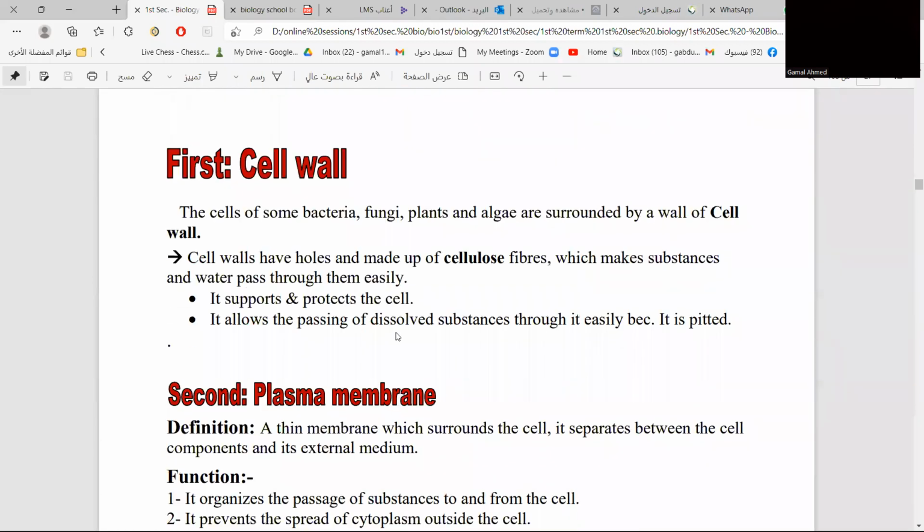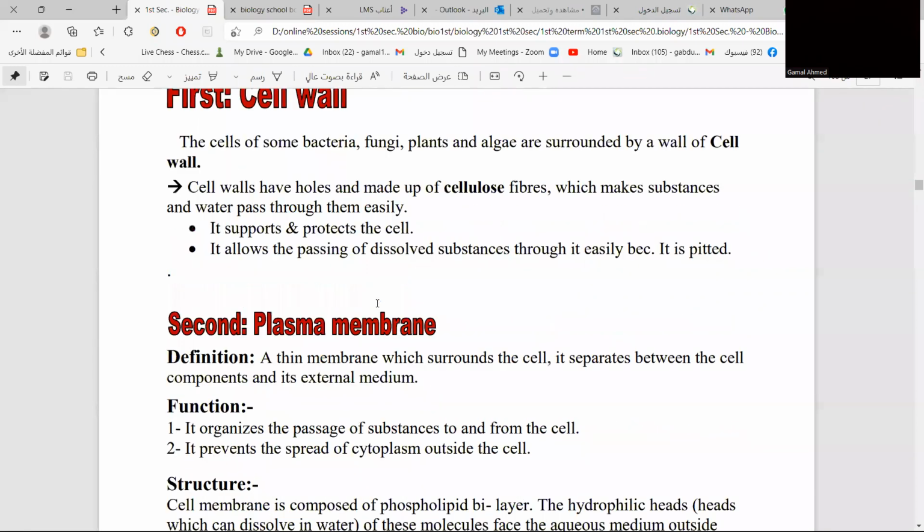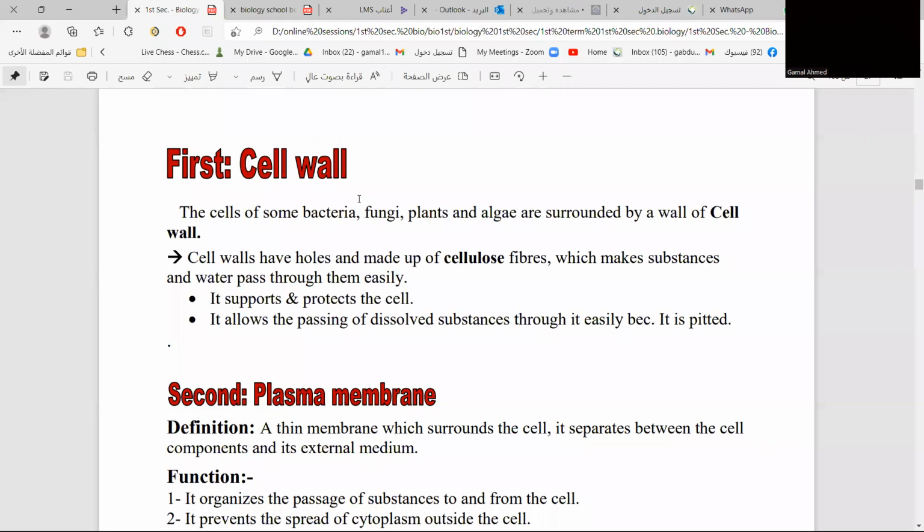Let's start talking about the cell wall. The cell wall is found in plant cells and also in some small microorganisms such as fungi, bacteria and algae. The cell wall is made of cellulose fibers. We have studied that cellulose is one of the complex sugars.